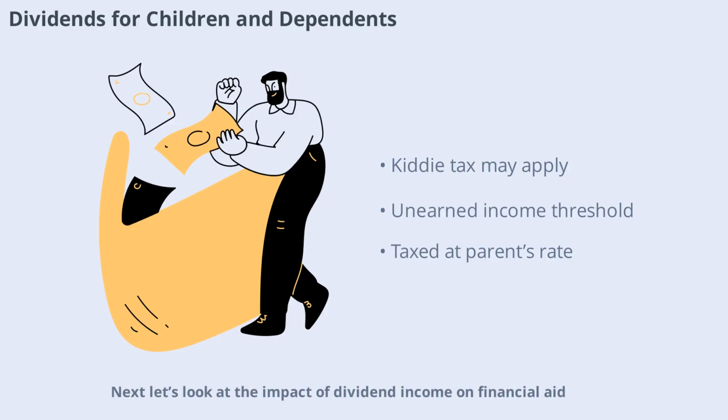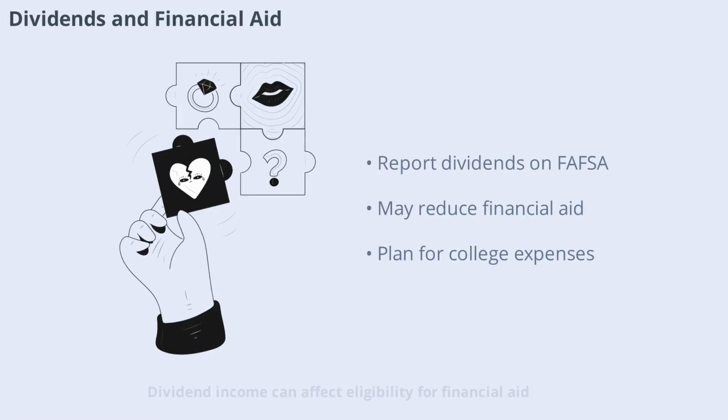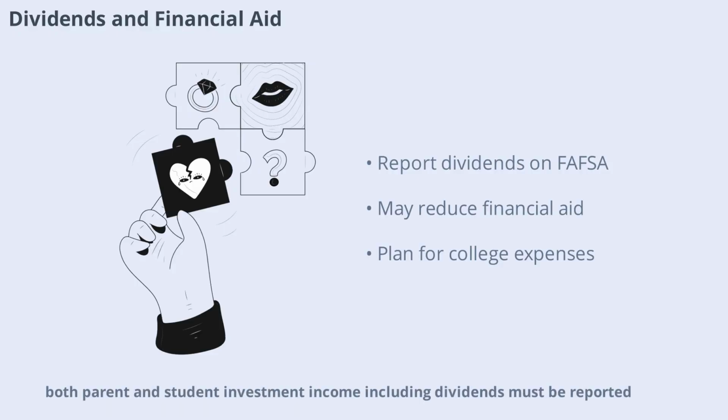Next, let's look at the impact of dividend income on financial aid. Dividend income can affect eligibility for financial aid, especially for college students. When completing the Free Application for Federal Student Aid (FAFSA), both parent and student investment income, including dividends, must be reported. Higher investment income can reduce the amount of aid you qualify for. If you're planning for college expenses, be sure to consider how dividend income might impact your financial aid calculation.